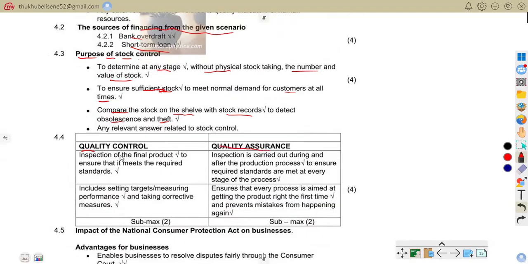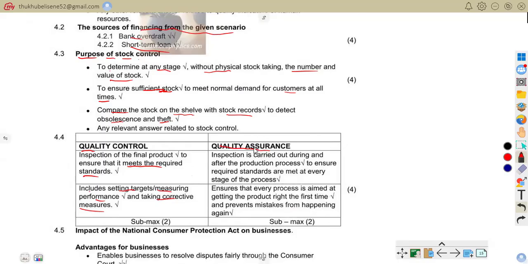So quality control is inspection of the final product to ensure that it meets the required standard. Meaning to say, inspection of final products to meet standards. For example, checking finished clothing for defects before sale. Also, it includes setting targets, measuring performance, and taking corrective measures. For example, rejecting a defective product after inspection. That is when you set targets, measure performance, and correct errors.